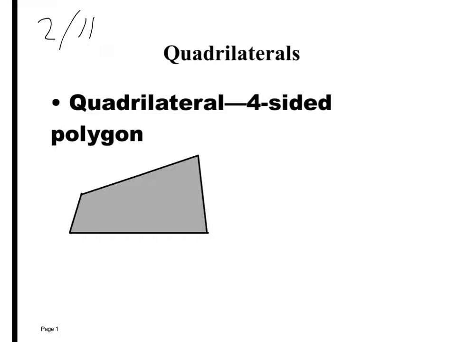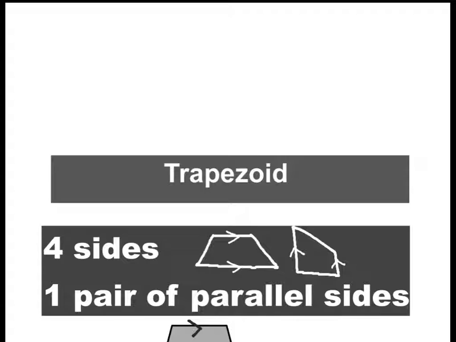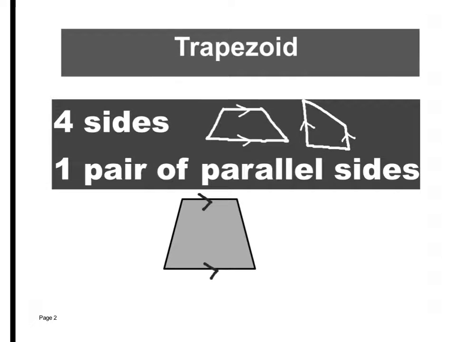Now we're going to talk about more specific quadrilaterals, such as a trapezoid, so you need to write all this down. The first type of quadrilateral we're going to talk about is a trapezoid. It has four sides, so that makes it a quadrilateral. One pair of the sides has to be parallel. The other sides don't have to be equal. They don't have to be parallel.